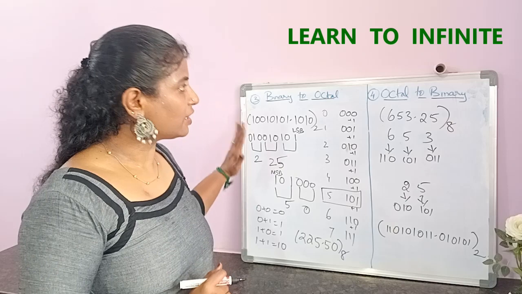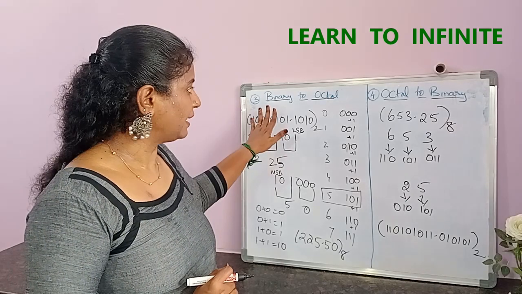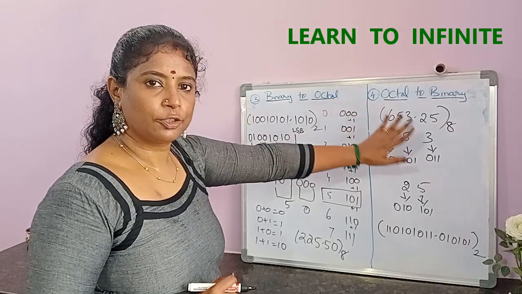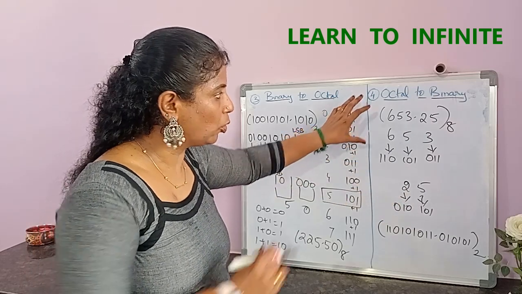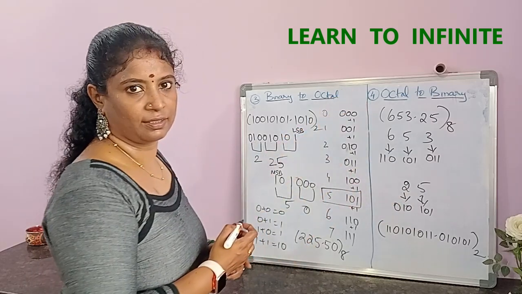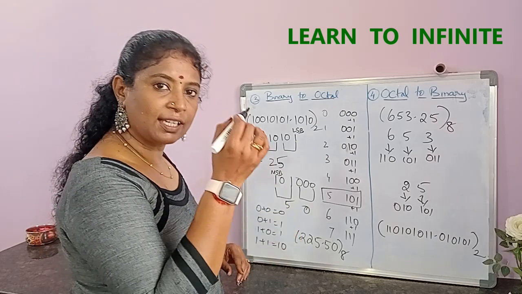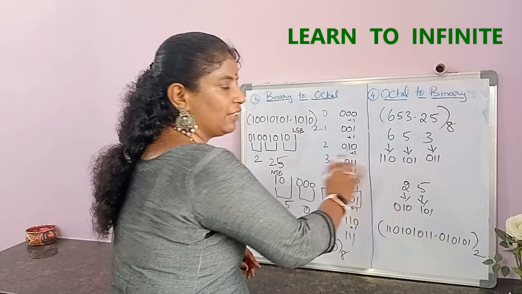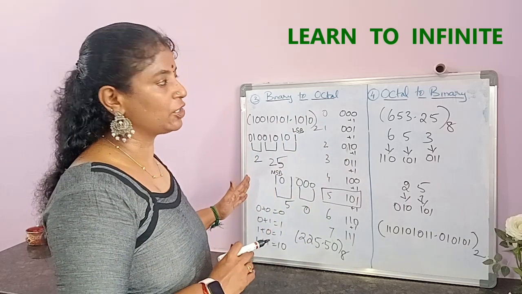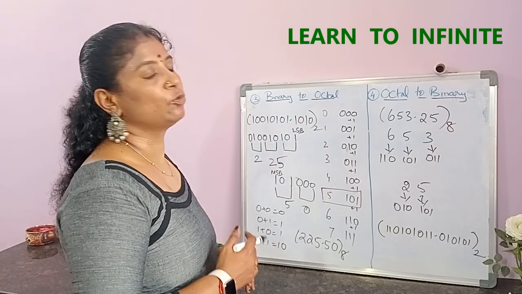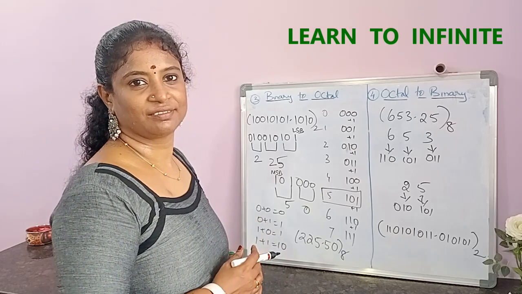So hope you have understood how to convert a binary number to octal and octal to binary. In our example, I have covered both the whole number as well as the fractional part. Suppose in your question they ask only for the fractional part, do only the fractional part, and the whole number should be 0. Right. So hope you have understood this part.